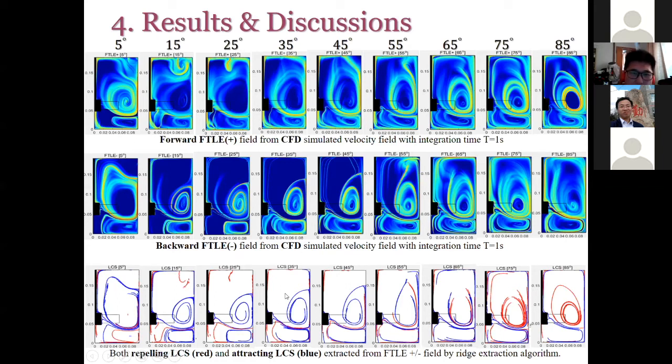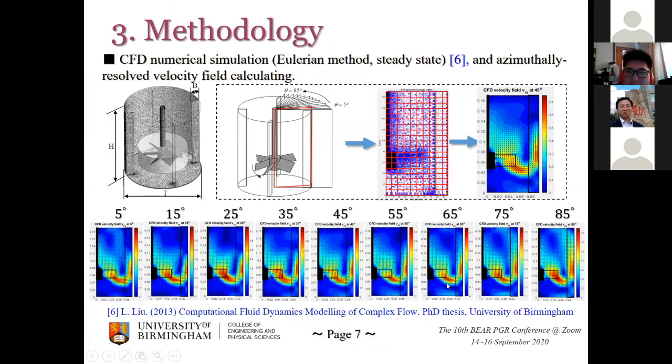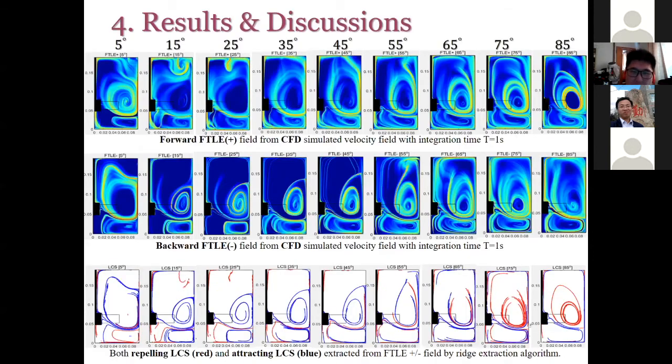So if you look at the velocity field, the main feature is similar, with only a small difference at a different position. But if you see the repelling LCS and attracting LCS, each plane is quite different. So for the flow transport aspect, we say the conventional concept of axial symmetry is not true.